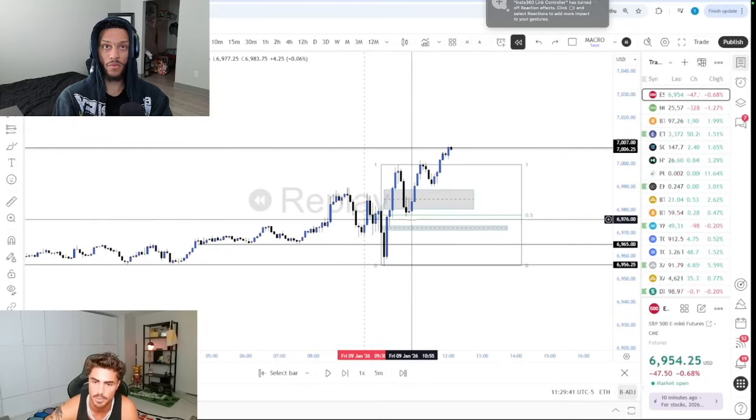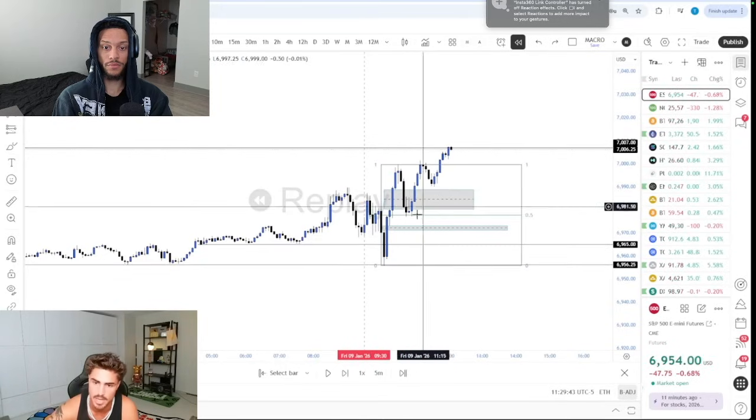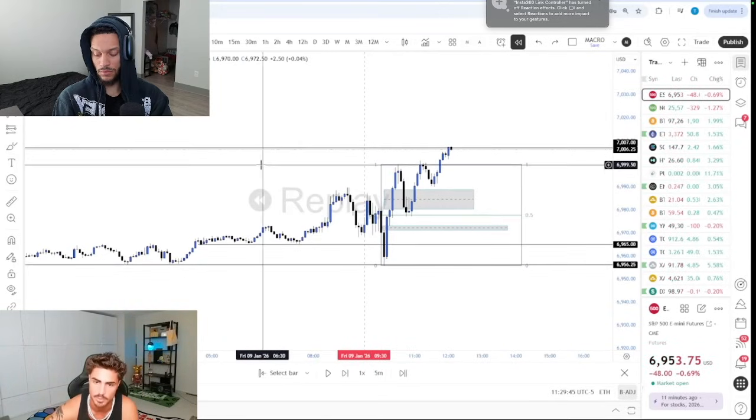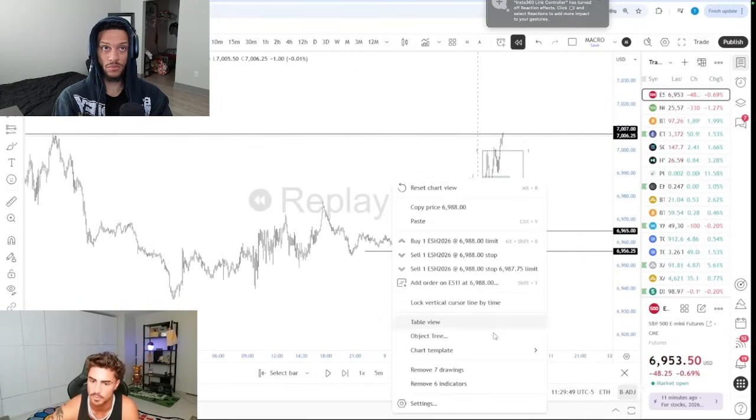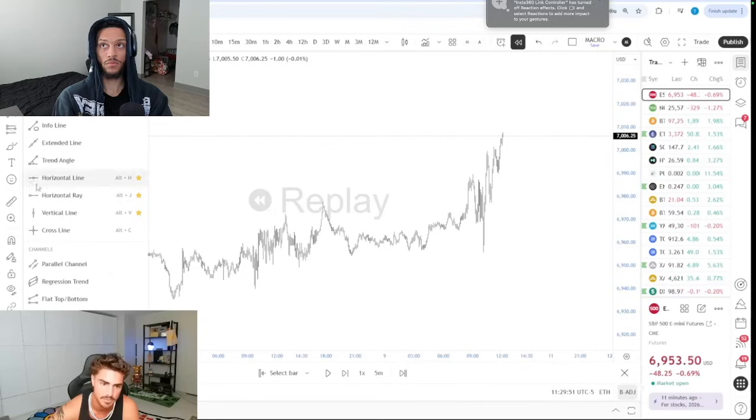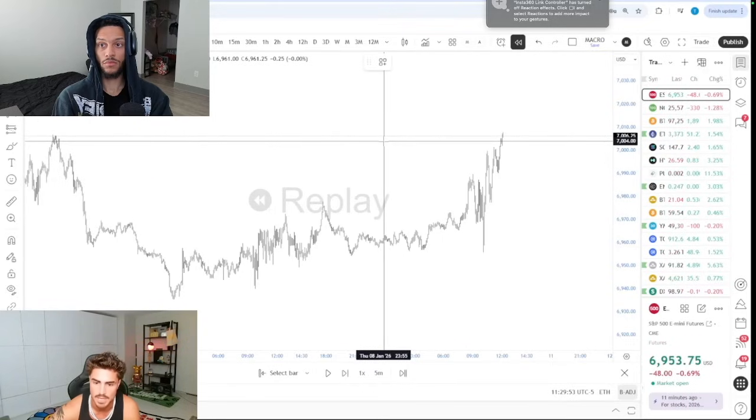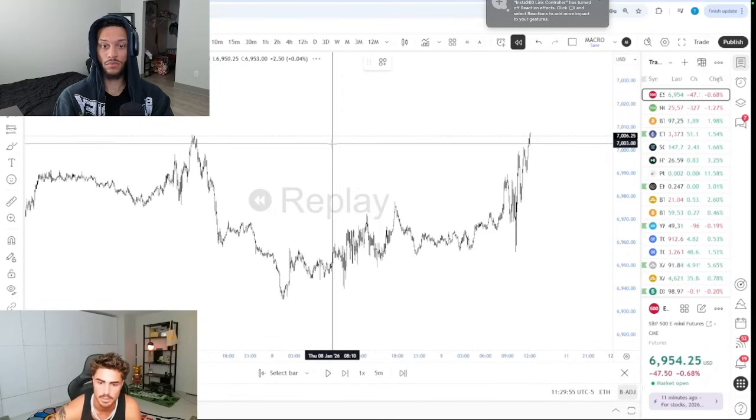Price comes down, pokes into equilibrium, and then as I told you guys, we will from there look for price to move higher. What does price end up doing? Boom, moves higher, takes out our draw on liquidity. Beautiful. Let's show one more example of this, and then hopefully you guys will have gotten the point.